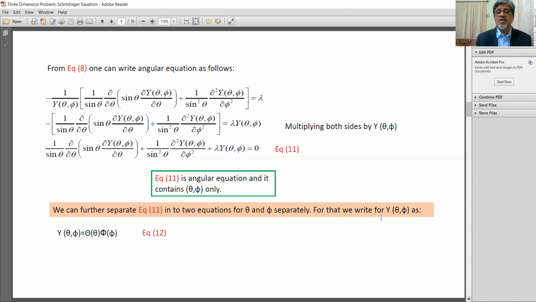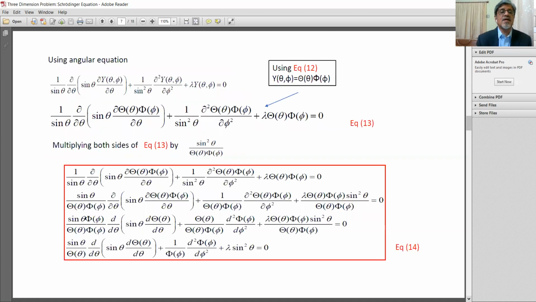And for that, we assume that Y(theta, phi) is equal to capital Theta, function of small theta, times capital Phi, function of small phi. So that is equation number 12. Now we see how the further process is done in the next slide.